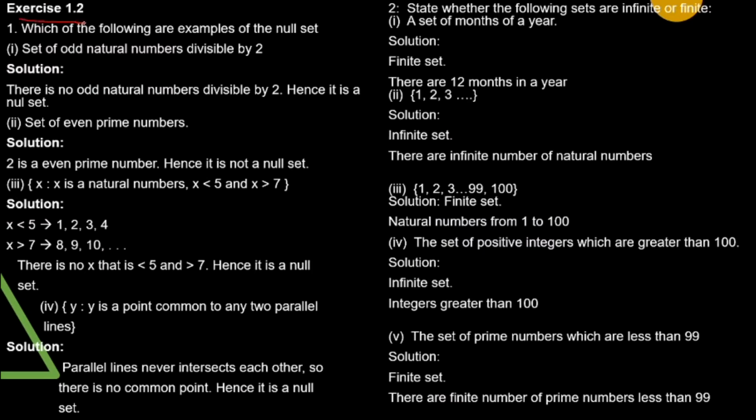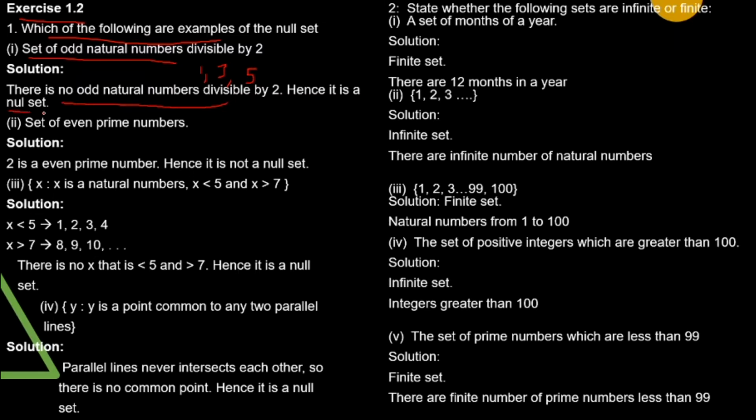Exercise 1.2. First question, which of the following are examples of null set? That is, empty set, or the other name, void set. First sub question, set of odd natural numbers divisible by 2. So what do you think? Do we have any odd natural number which is divisible by 2? No. We know the odd numbers are 1, 3, 5 and so on, right? So these numbers are not divisible by 2. So there are no odd natural numbers divisible by 2, hence it is a null set.